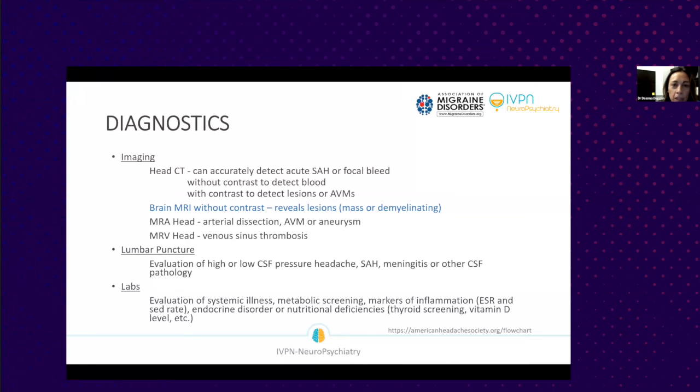So a brain MRI is preferred as first line, where that really is going to reveal more as far as looking at the tissues, white matter, gray matter, and structures of the midbrain. However, if there's a concern for an acute bleed, if there's been trauma, then a head CT may be available first and much faster. But going back to the MRI, typically we order without contrast.